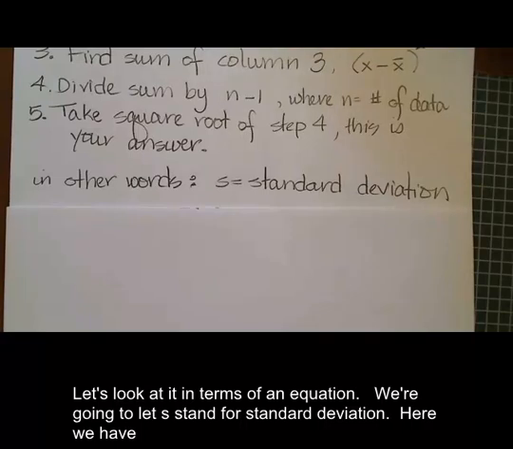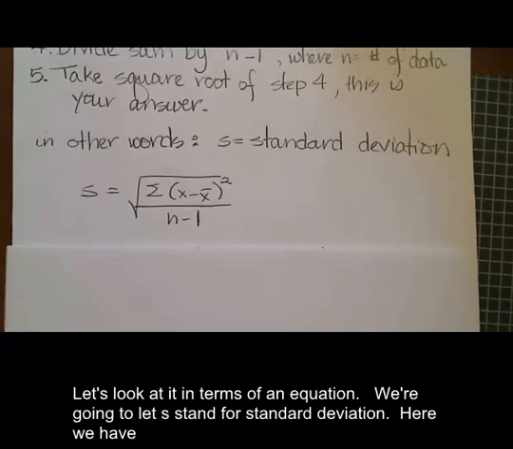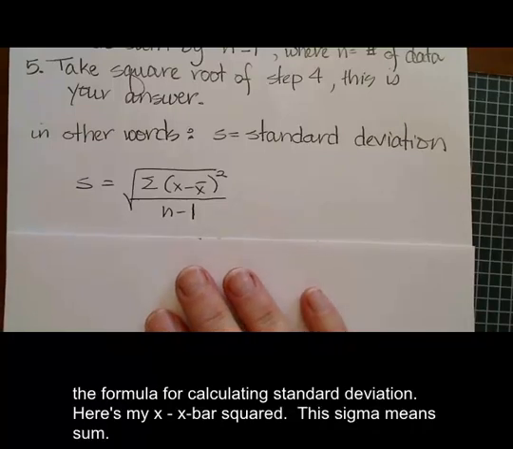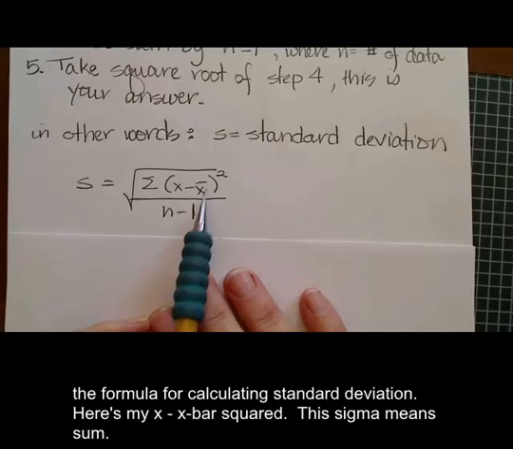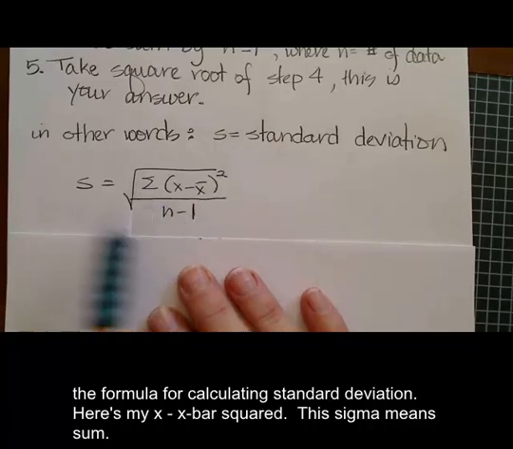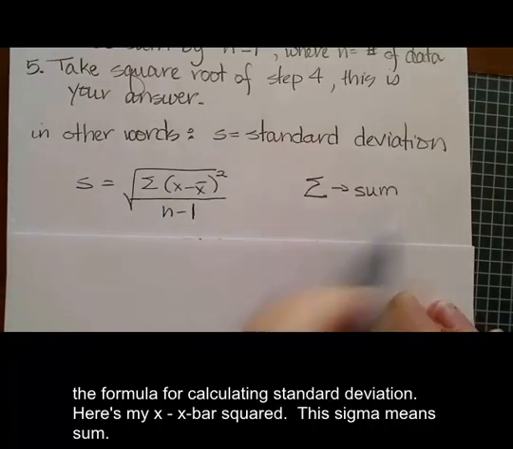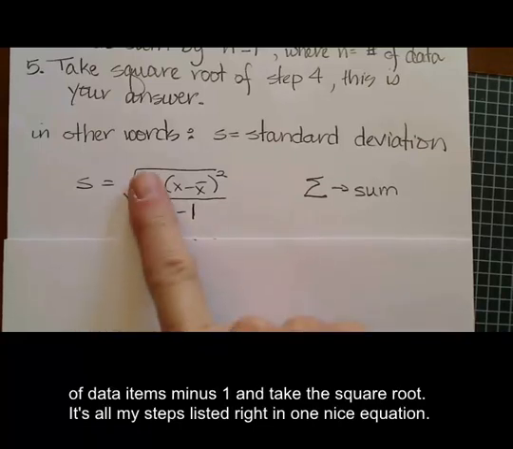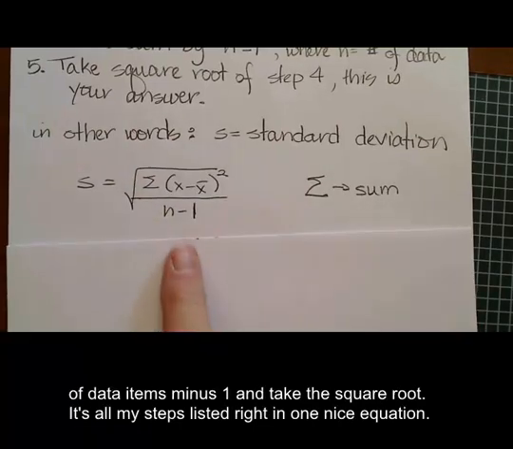So we're going to let S stand for standard deviation, and here we have the formula for calculating standard deviation. So here's my X minus X bar squared. This sigma means sum. That's a notation for summing up everything that's listed there. And then I divide by the number of data items minus 1 and take my square root. So it's all my steps listed right in one nice equation.